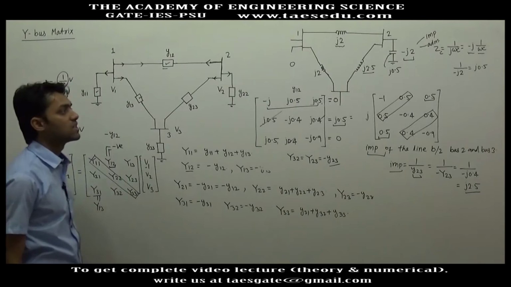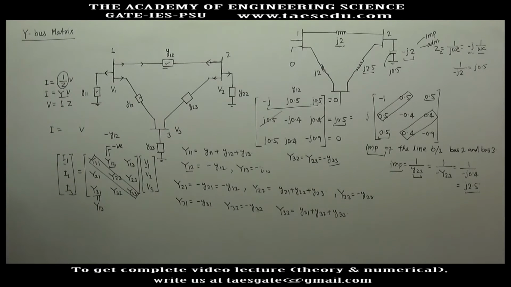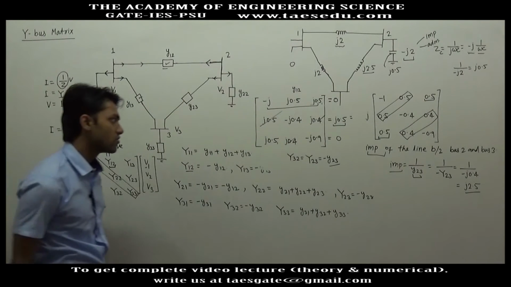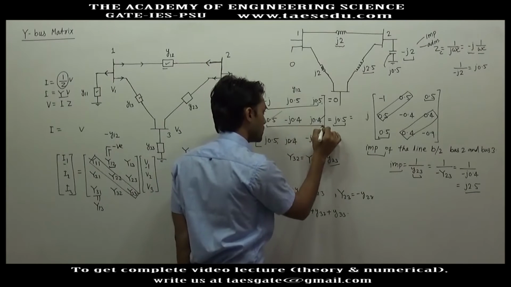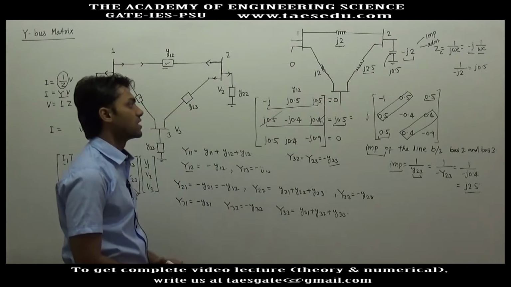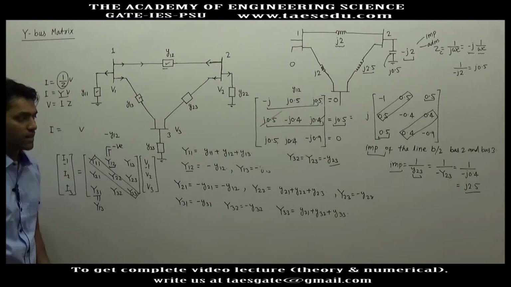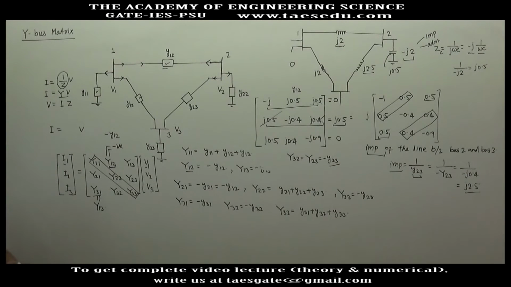So the addition of all the elements of any row, let's say the first row, will give you the admittance of the shunt element connected at bus 1. If you add all the elements of row 2, this will give you the admittance of the shunt element connected at bus 2. You can verify it here.